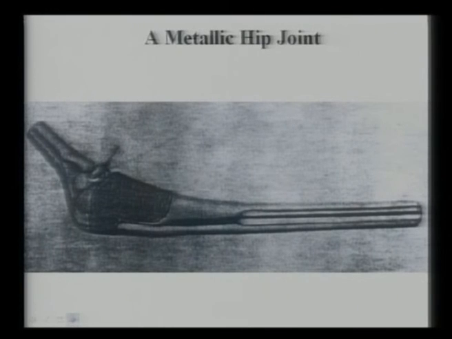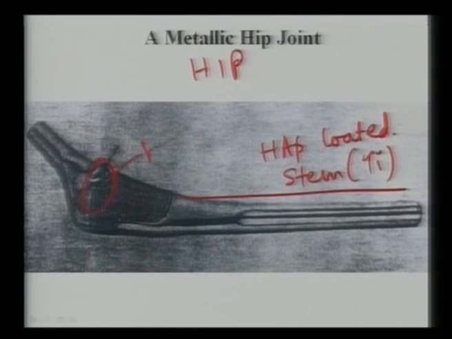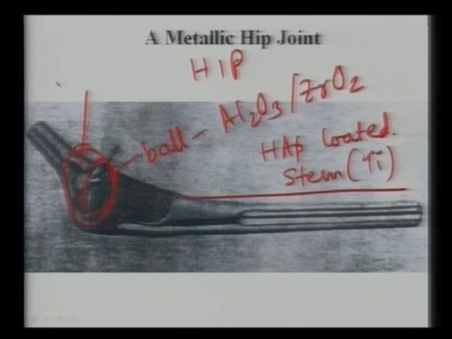Now this is the thing that I was mentioning to you a couple of minutes ago. This is called the stem. The stem is typically made of titanium. On this titanium you can put a HAP coating also, so HAP coated titanium can also be used. This is the longer, structural or load bearing part of the stem of the total hip joint, the hip replacement. Then here you can use a ball, the femoral ball, which can be alumina or zirconia. And at the top here, there is polytetrafluoroethylene or ultra high molecular weight polyethylene.